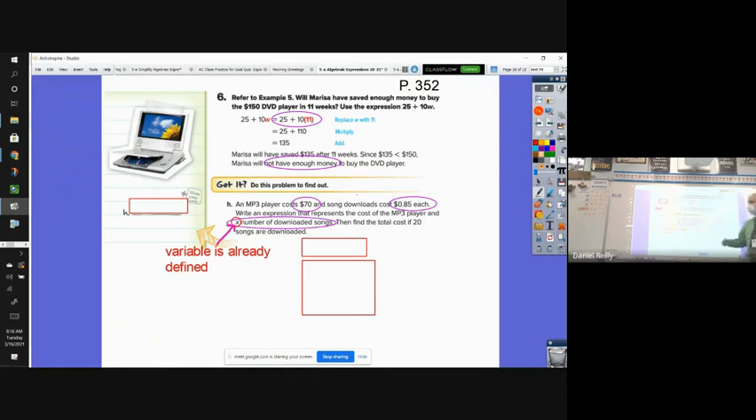Okay, then they go to the next example, and stupid book, right? They don't make you define the variable here. They tell you what to use again. I can't believe they did that.